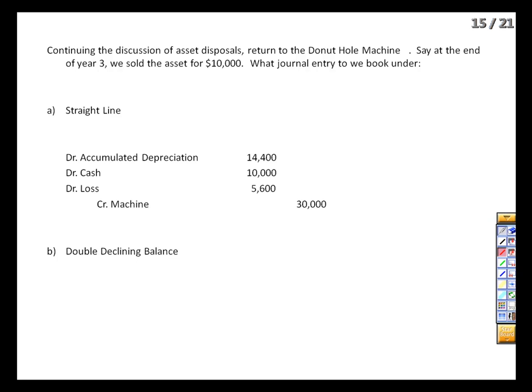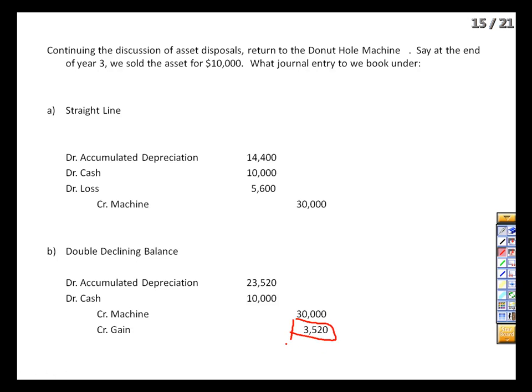Let's look at this same situation in which we sold the asset after 3 years for $10,000, but this time we're going to use the double declining balance method. We'll credit the machine for $30,000. Our accumulated depreciation after 3 years was significantly higher because we used an accelerated depreciation method, and we found ourselves with $23,520 of accumulated depreciation on the books. We recognize the cash for $10,000, and we still need to plug, but this time the plug is going to go over here to the credit side, and this time for a gain.